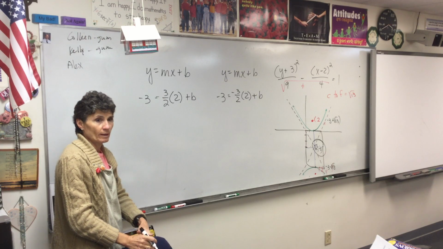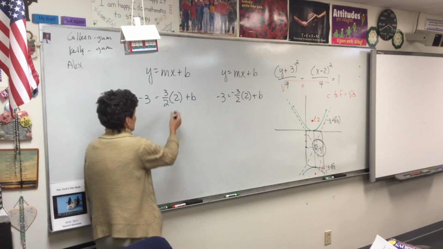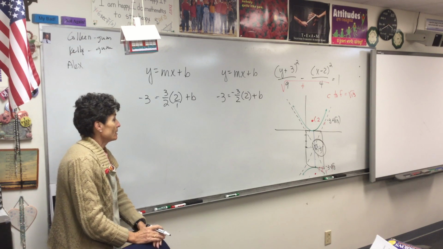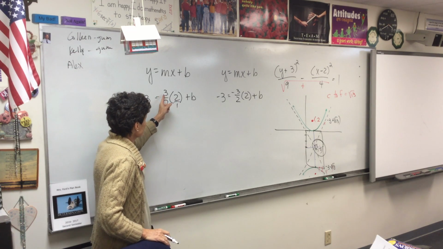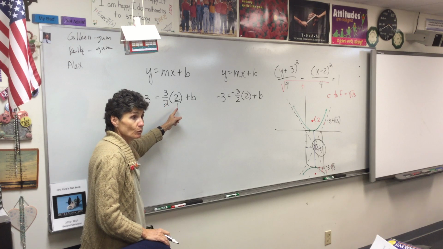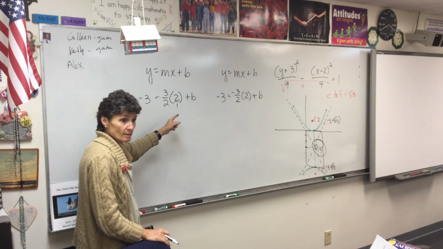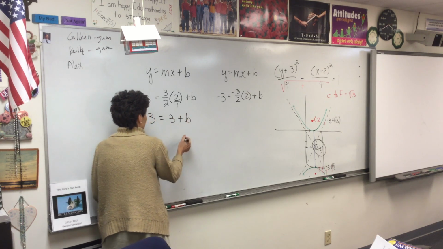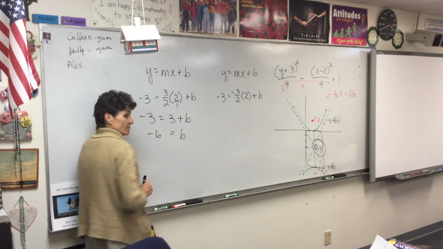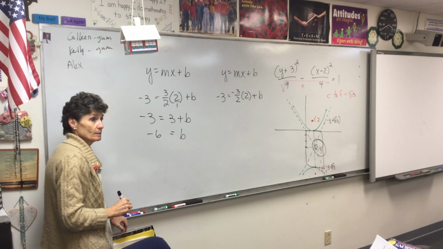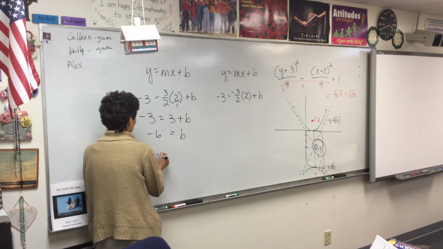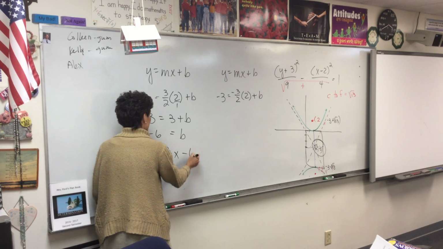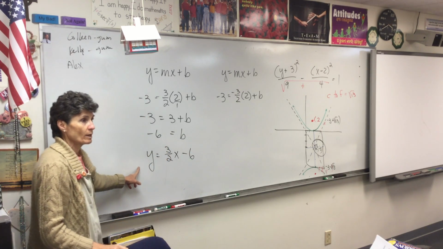Oh, this is an easy one. Because when I multiply, that's 2 over 1. I'm going to go straight across, so that's going to be what? 6 over 2, which is just 3. So b equals negative 6. So your line is y equals mx plus b. So there's one of your equations.